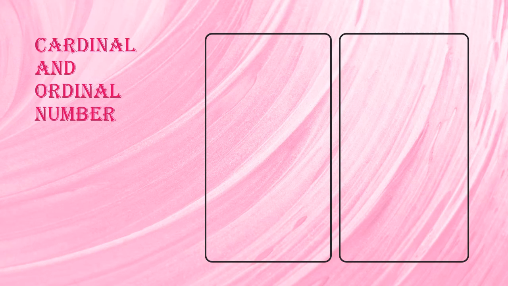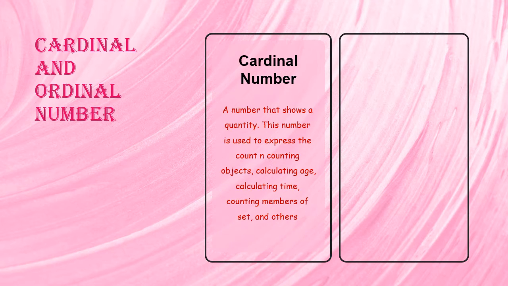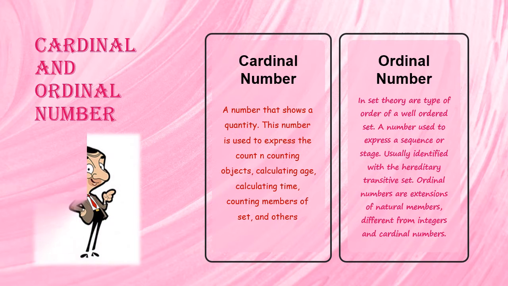The second material is about numbering. Here numbering is divided into 2 parts. First is cardinal number and second is ordinal number. First, cardinal number is a number that shows a quantity. This number is used to express the count and counting objects, calculating age, counting member of set, and others. Or more clearly, it can be used to mention the amount of objects in question.